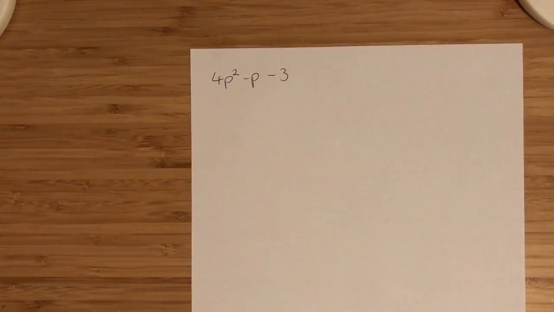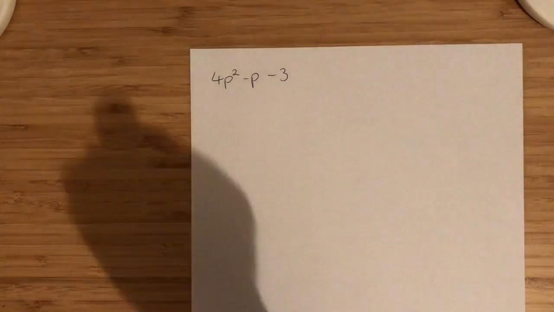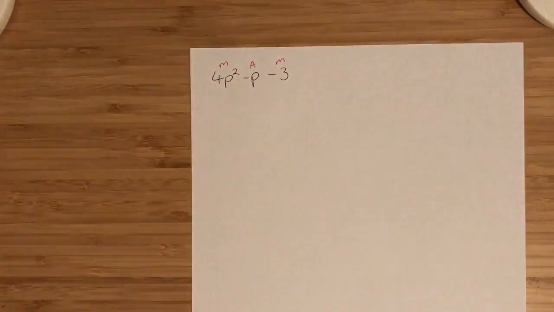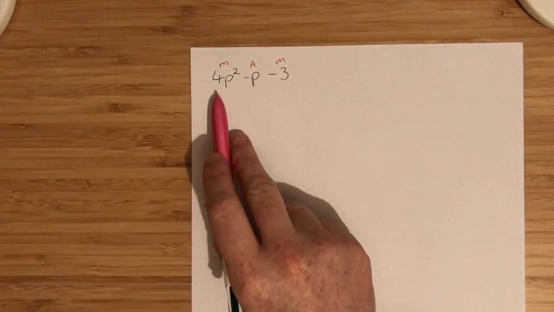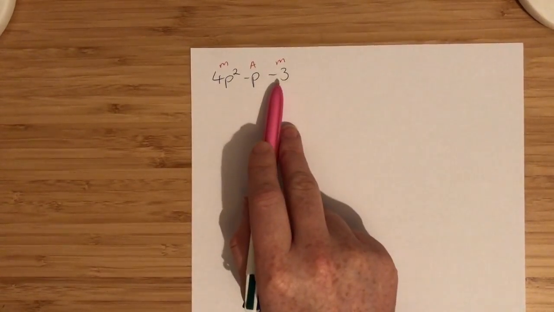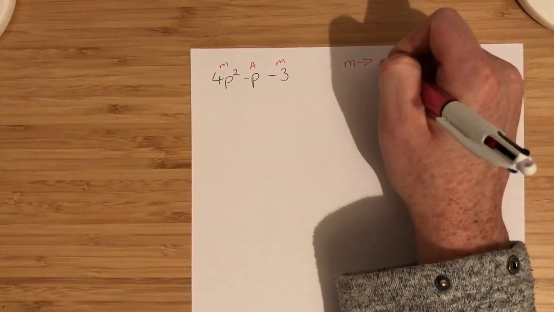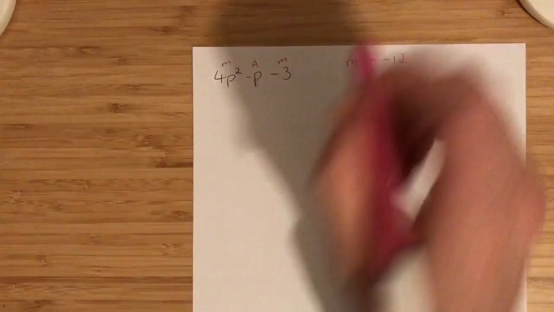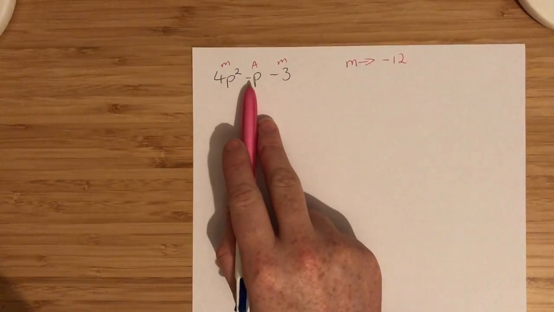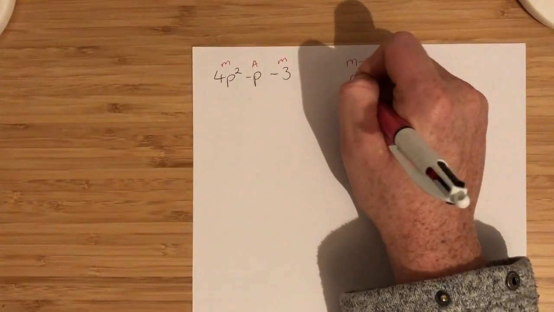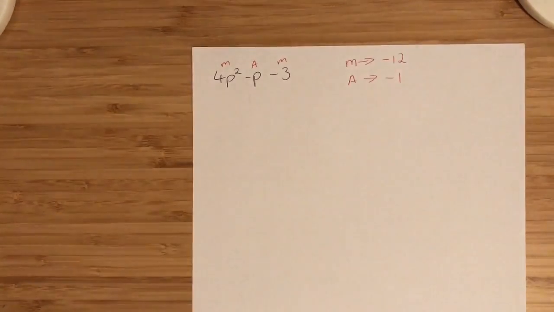So there's no highest common factor, and it is a trinomial. It's not a difference of 2 squares. So we're multiplying to 4 times negative 3. Make sure you include that negative. So you're multiplying towards negative 12. And here, there's not actually a number, it's just a minus p, which means it's minus 1p. So we're adding towards the negative 1.